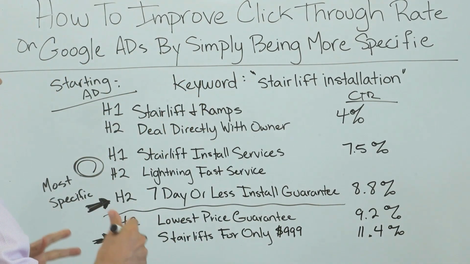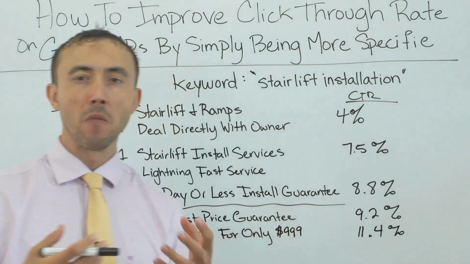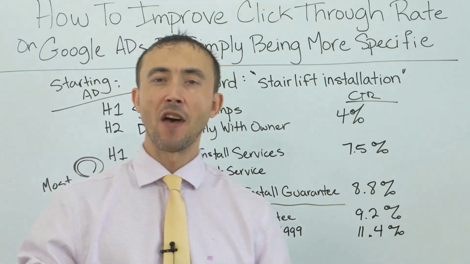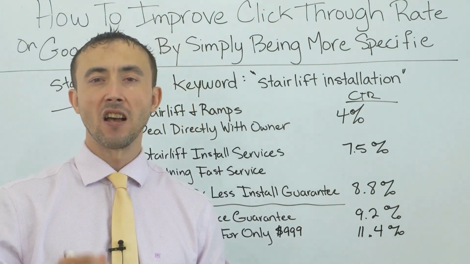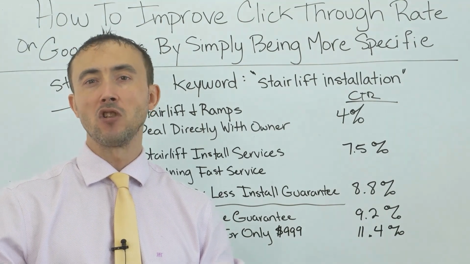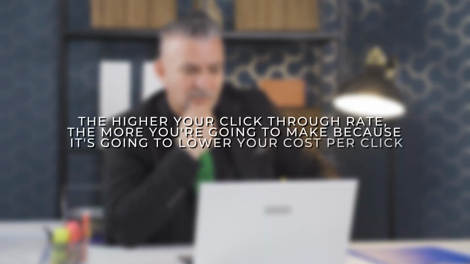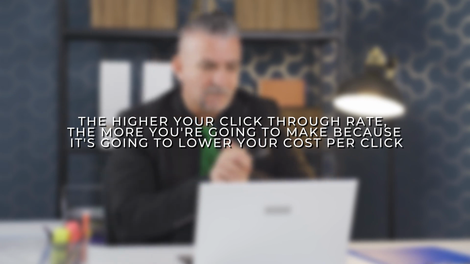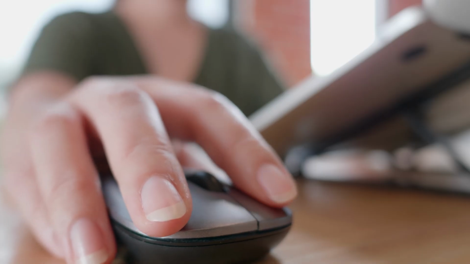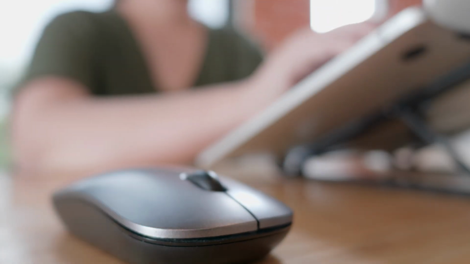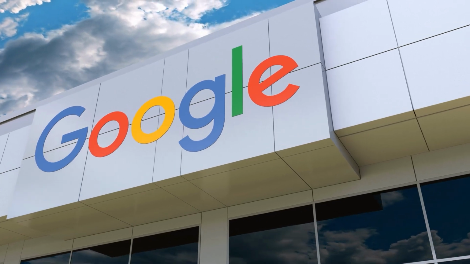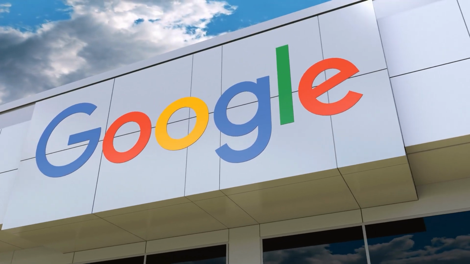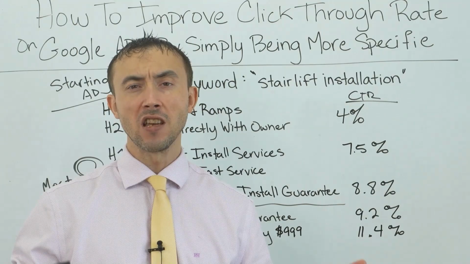Now, by being more specific, and I'll give you a background on how that is your key to unlocking a lot more click-through rate on your ads. If you don't already know, the higher your click-through rate, the more you're going to make, because it lowers your cost per click. It increases the amount of clicks available to you out of the available pool of people that are buyers. It's also going to get Google to want to show you more, give you more impressions, and a higher quality of user. Yes, they do this.